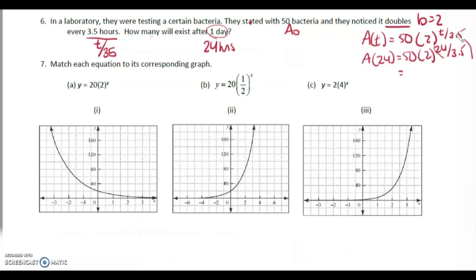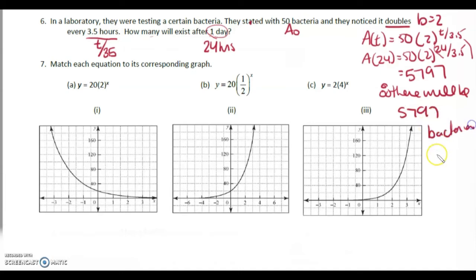Okay, and I get 5796.6. So I'm going to just round to 5797. Okay, so therefore there will be 5797 bacteria after 1 day.